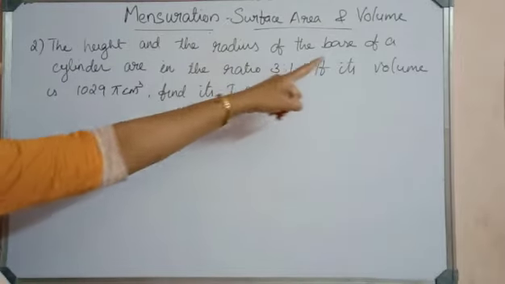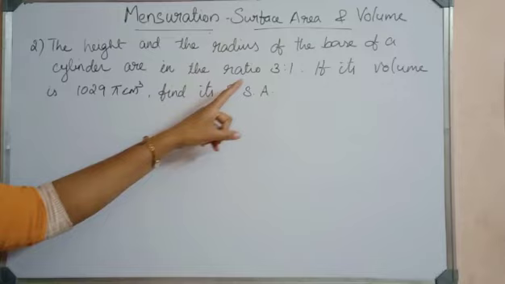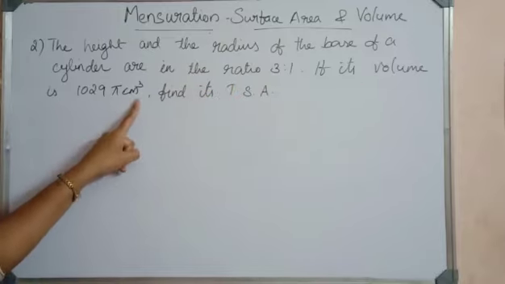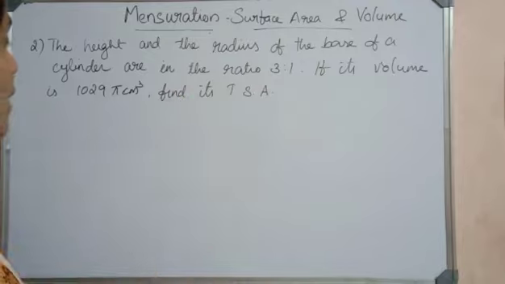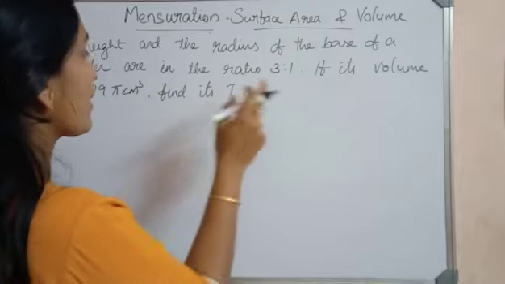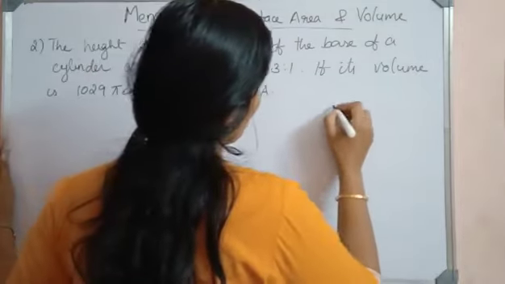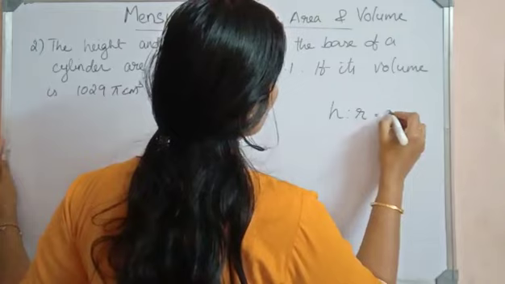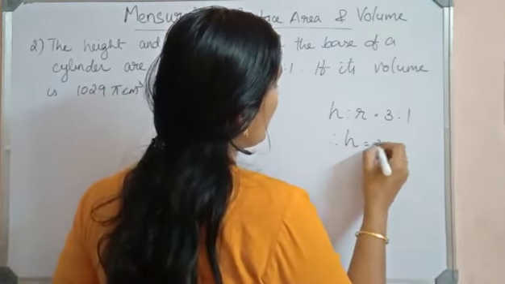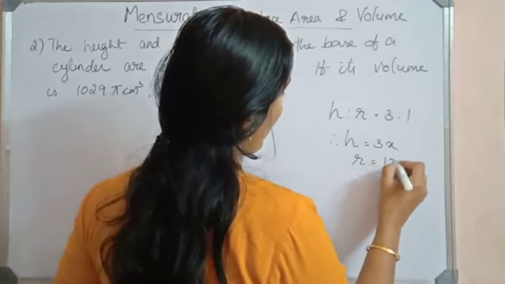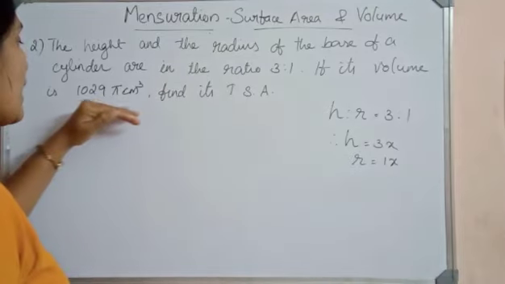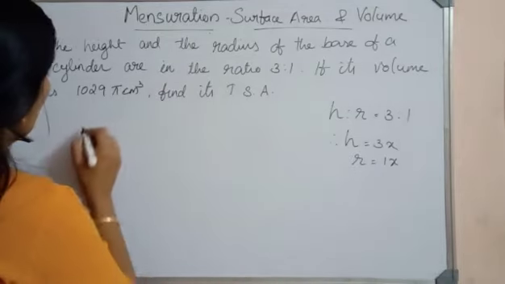The height and the radius of the base of a cylinder are in the ratio 3:1. If its volume is 1029 pi centimeter cube, find its total surface area. It's given that the height and the radius of the base of the cylinder are in the ratio 3:1. So it's given h is to r is equal to 3:1. Therefore, we can say that h is equal to 3x and r is equal to 1x.